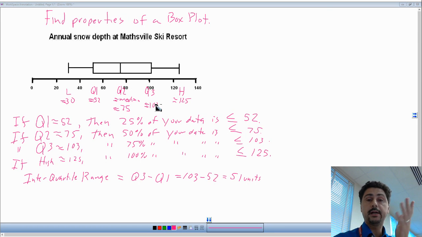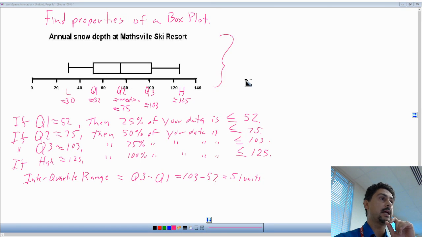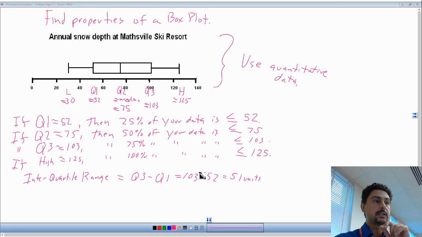Now, I don't know what the units are here. I didn't label them as feet or students or number of times people are eating pizza or whatever, but it's some unit out there. Okay, and one important thing to talk about with box plots is that they use quantitative data. Okay, so that's an important key fact. Box plots use quantitative data. That's a big one, and that's why I refer to units, because if it was categorical data, I couldn't measure it, but this is measurable data.